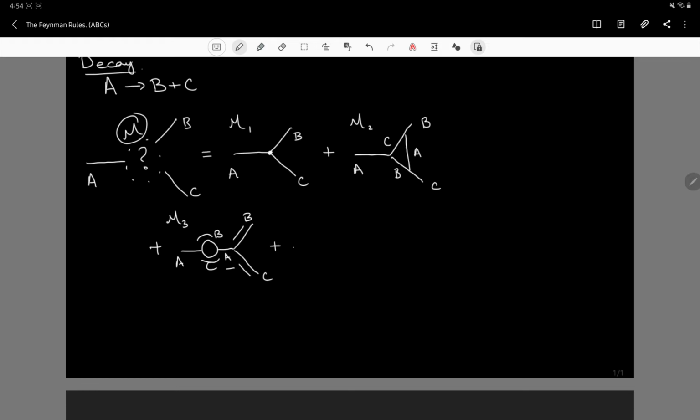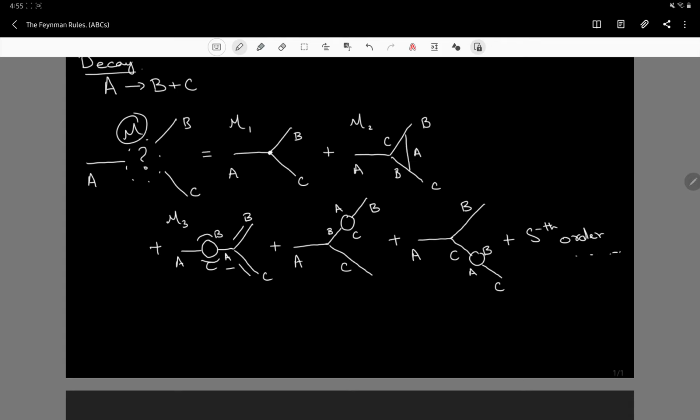Then you could have more, where you could have something like this. Let me just draw it. This one where you have A over here, this is your line B, this is C, and this is A, C, and this is B. And let's just draw one more, and it would be something like this. Again, here you would have A, here I would have C, this is B. Now if this is C, this is A, this is B, and this is C. And you would have more diagrams, of course. You could go to 5th order, and you could keep going on.